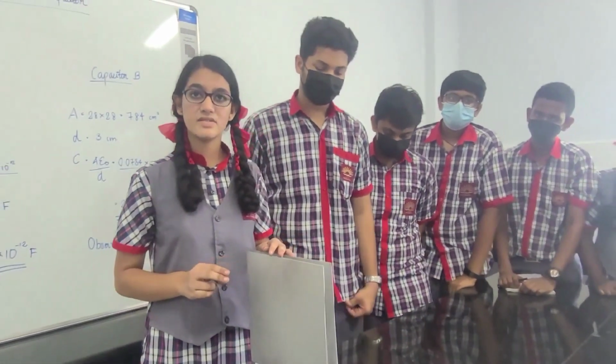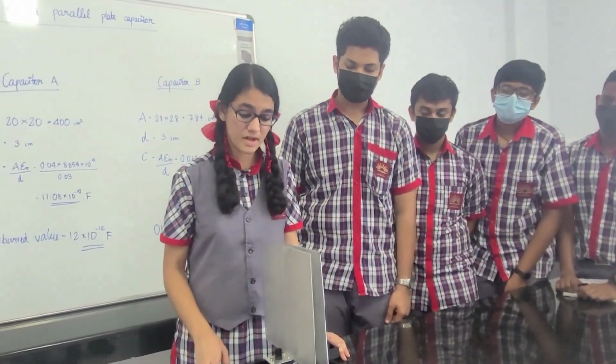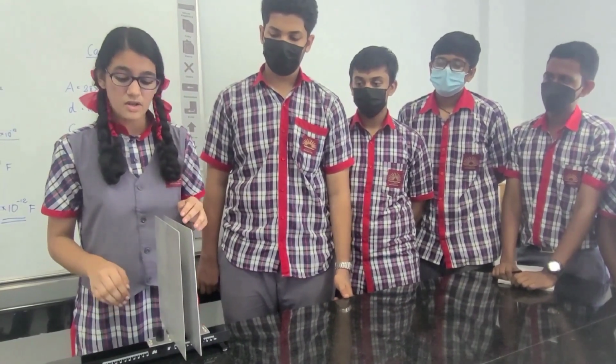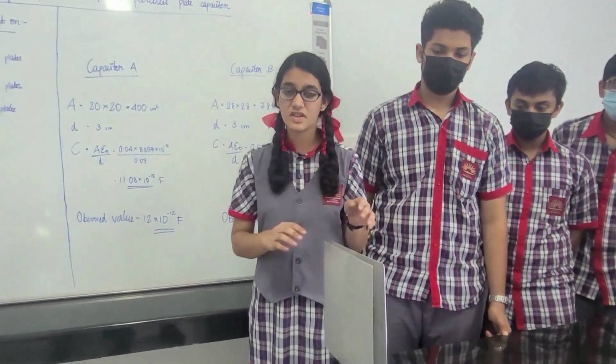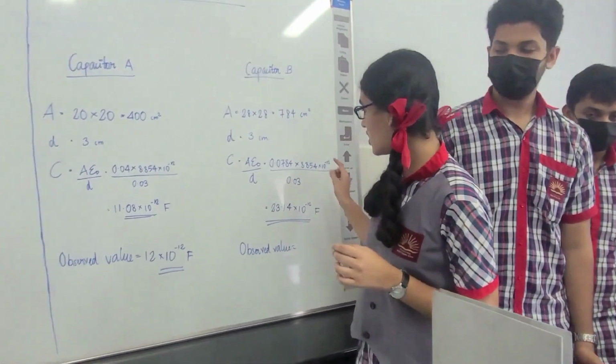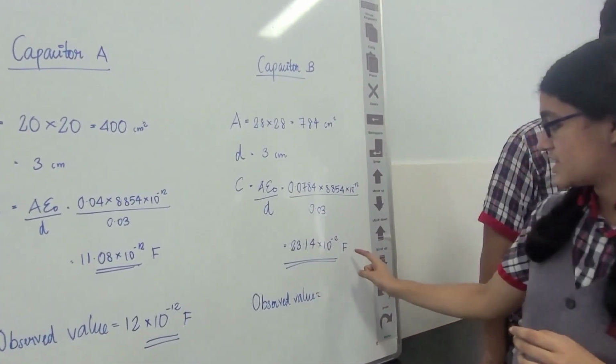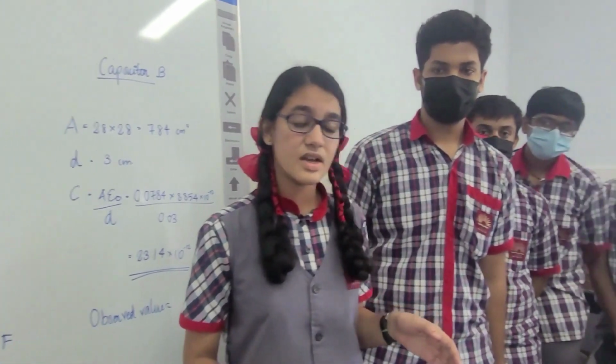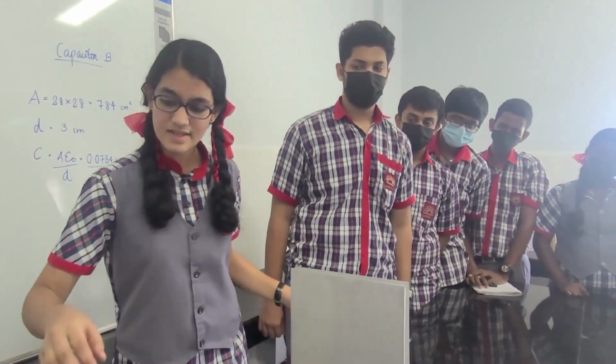Now we are taking capacitor B, which has two plates with an area of 28 cm by 28 cm, that is 784 cm square. We are not changing the distance between the plates, that is 3 cm itself, and the medium between the two plates is air. We calculate theoretically the capacitance of these two plates, and we got a value of 23.14 into 10 raised to negative 12 farad. Next we are going to measure it using an LCR digital meter.